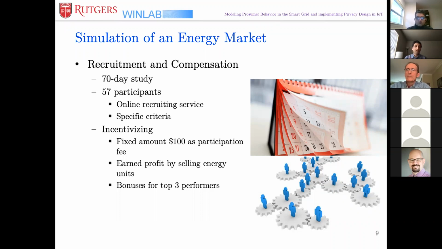All subjects earned a fixed amount of $100 for completing this study. In addition to this fixed amount, subjects kept the profit that they earned by selling their surplus energy during the course of this study. Finally, to further incentivize subjects, the top 3 performers were awarded bonuses of $25, $50, and $100.